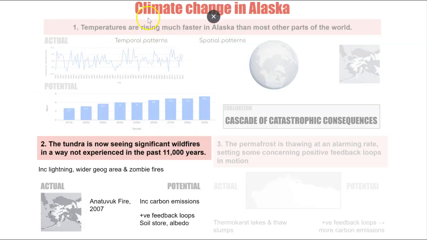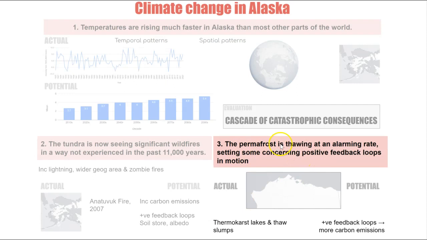Okay, so that's that second point. The first of our cascade of catastrophic consequences. The tundra is now seeing significant wildfires in a way not experienced in the last 11,000 years. There's been an increase in lightning over a wider geographical area, which has produced also these zombie fires. There's the Anaktuvuk fire in 2007 as the actual example, and then in the positive feedback loops, the soil store decreasing and the albedo from the shrubs, meaning that more heat is absorbed, which is going to lead to more localized warming.